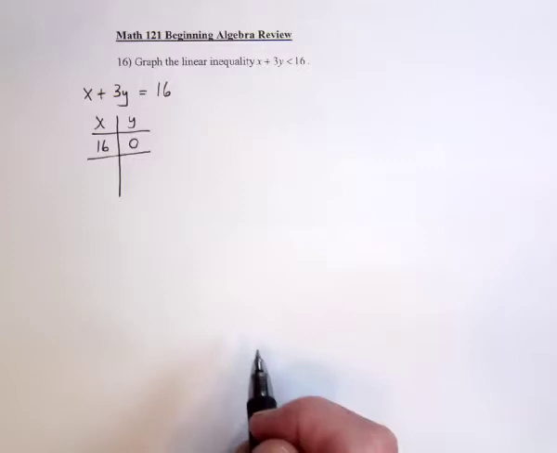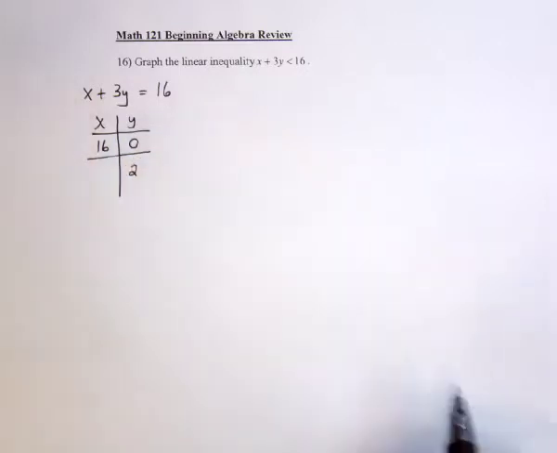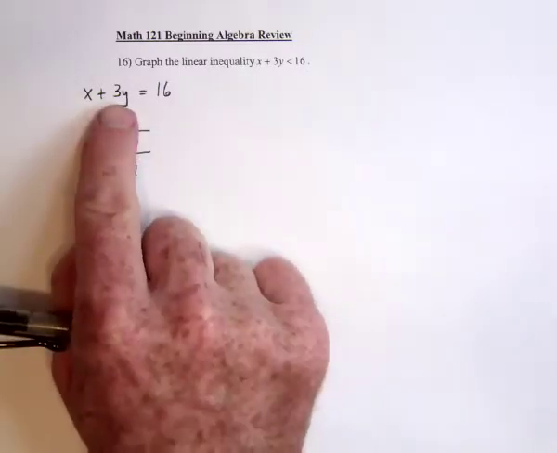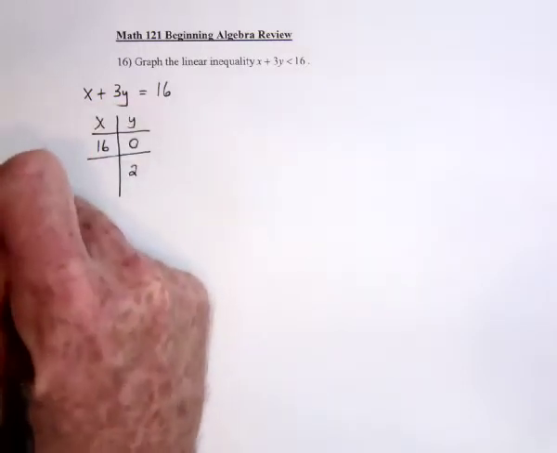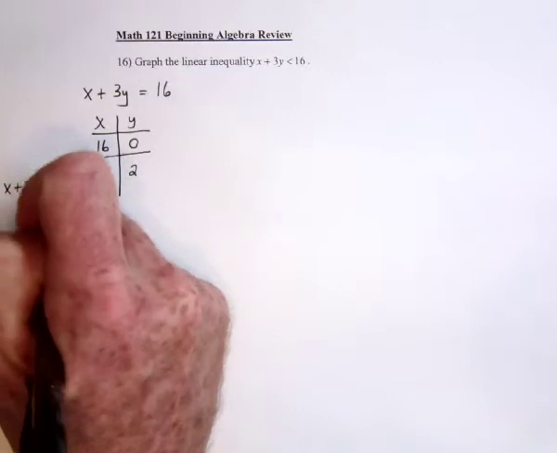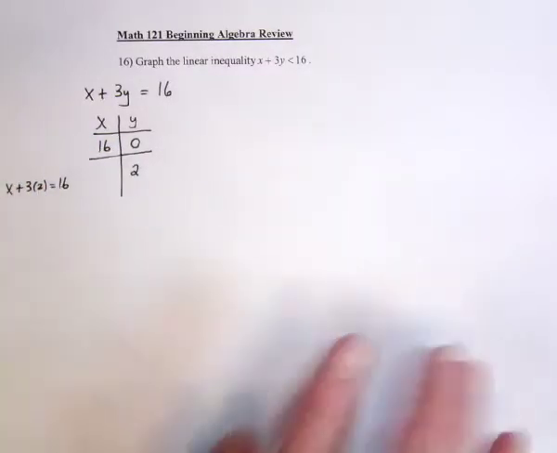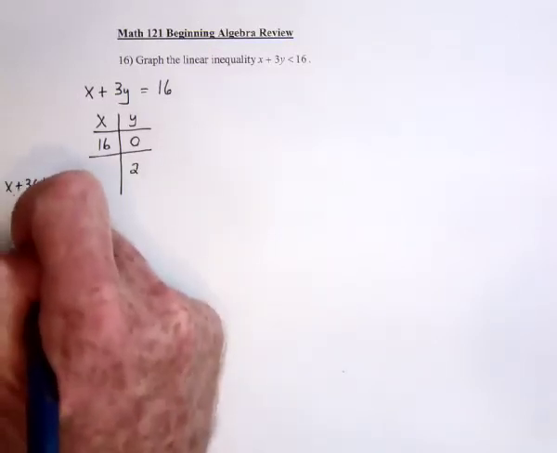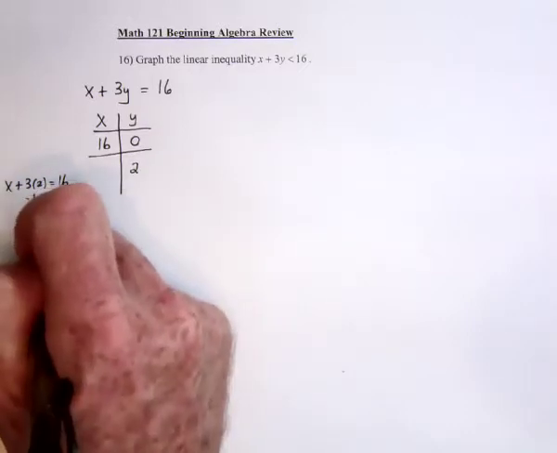And then I could go, what if y was a 2? I picked a 2 because if I put a 2 in here, 3 times 2 is a 6. So I would have the equation x plus 3 times 2 equals 16. And then because this is a 6, you just have to subtract 6 from both sides. And then that would leave x equals 10.